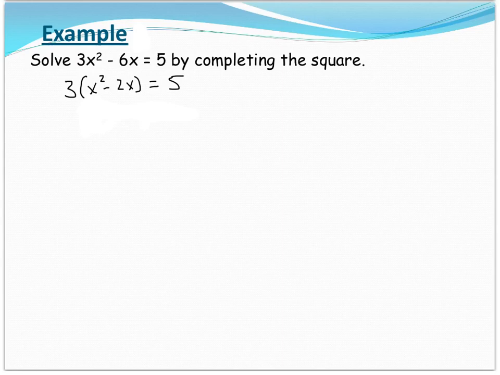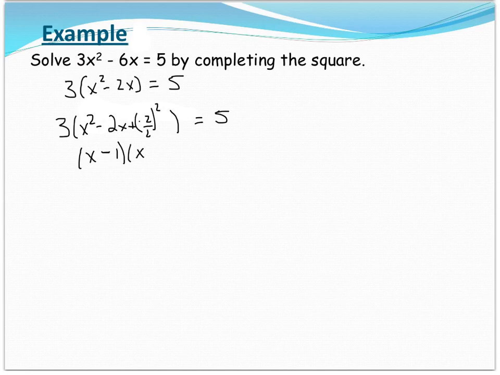So I'm going to put our 3x squared minus 2x. I'm going to leave a little bit of room because we know we're going to introduce a number here. And so we're going to introduce negative 2 divided by 2 squared. So negative 2 divided by 2 is negative 1. Squared is 1. So I know that this is going to factor to x minus 1, x minus 1. But that 3 is still on the outside.